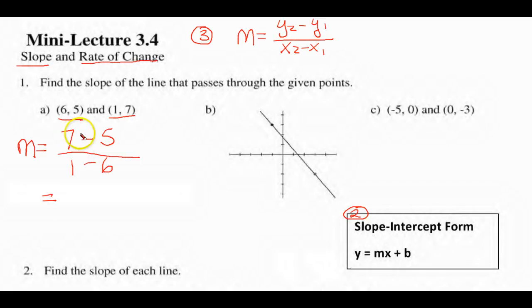So 7 minus 5 is 2, and 1 minus 6 is a negative 5. So our slope then, and we usually put, if it's negative, the negative sign by the division bar or the fraction bar, is negative 2/5.